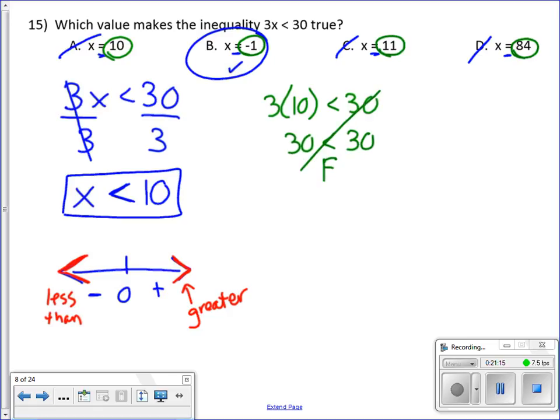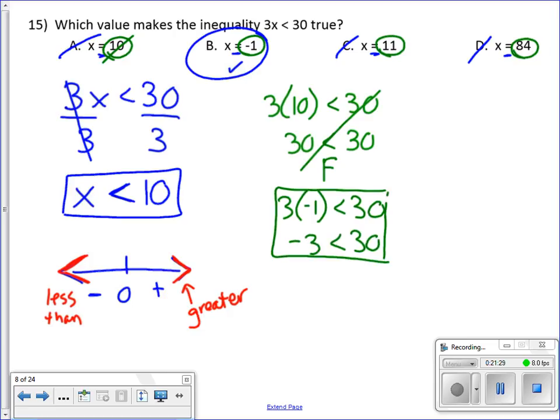So that one's out. We already said that's out. Now 3 times -1 is less than 30. That means -3 is less than 30. Is that a true statement? Yes, it is. This here is true, and we like this answer again. We can check it off again. We can continue for the other two, but for the sake of time, I'm not going to do that right now. But that's another way you could solve this problem. So think about doing it more than one way.